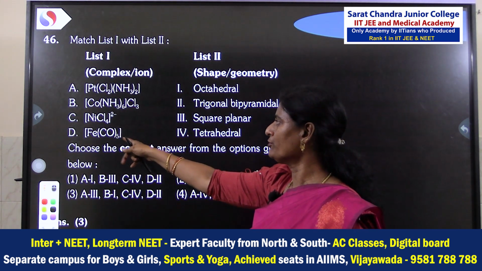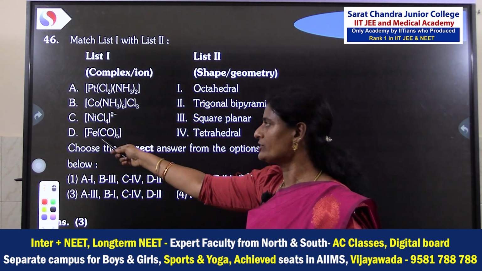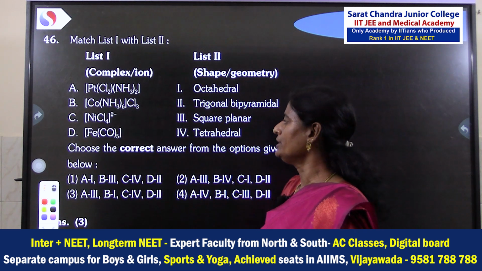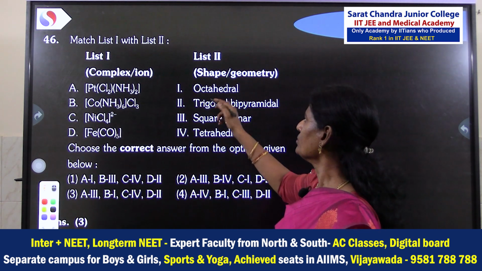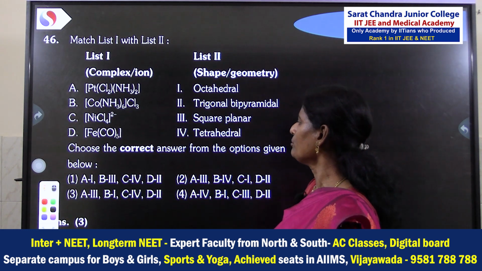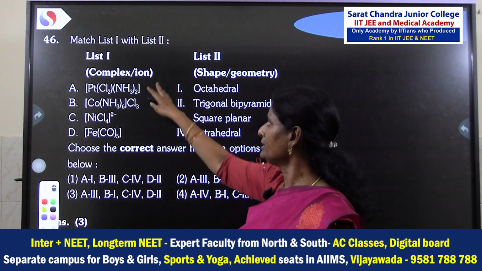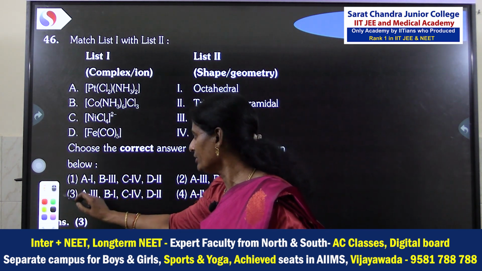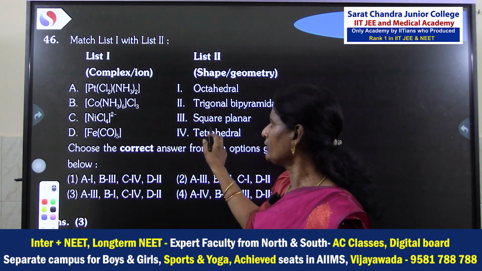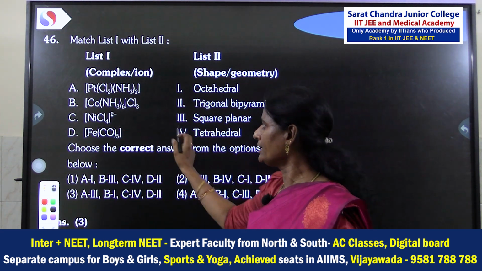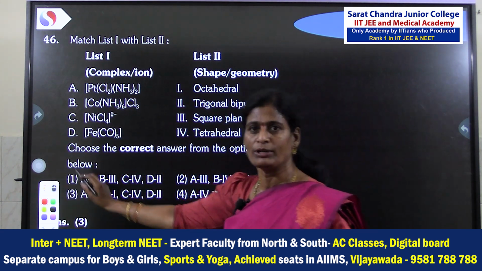And Fe(CO)5 is a 5 coordinated complex. The hybridization of the central atom is dsp3 or sp3d, so the shape is trigonal bipyramidal. So the correct key for this question is the third one. This is a square planar complex, this is an octahedral complex, this is a tetrahedral complex, and this is a trigonal bipyramidal complex.